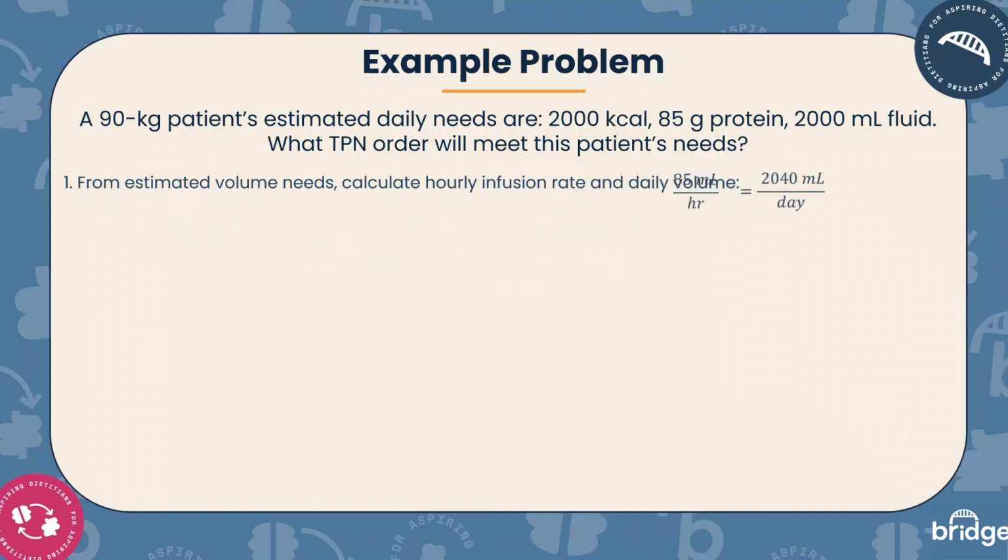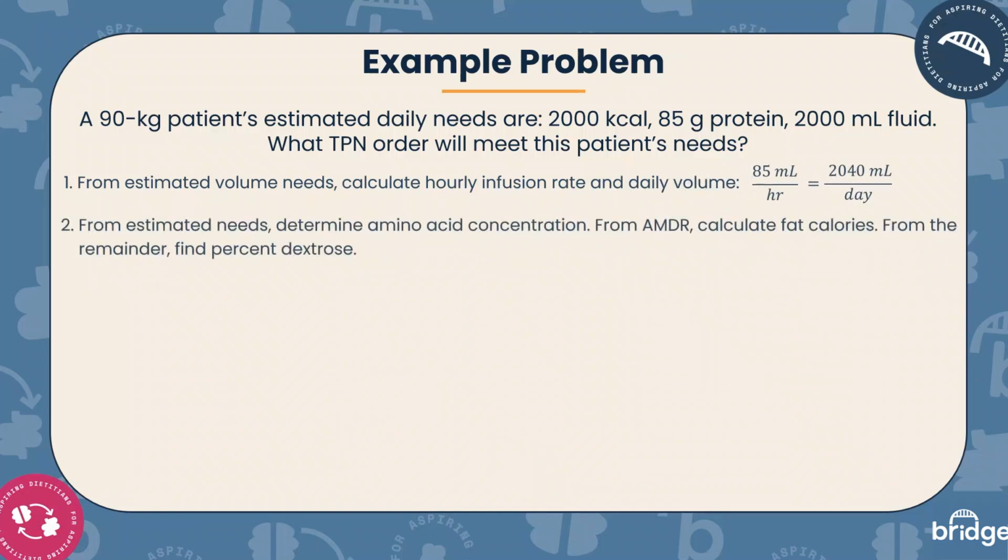Next, using the estimated needs, we'll determine the amino acid concentration. This patient needs 85 grams of protein. So we're trying to figure out the percent amino acid here. We are feeding them 2,040 milliliters of our solution, which comes out to be 4.16%. I was taught to round to the nearest quarter percent. So I would call this 4.25%.